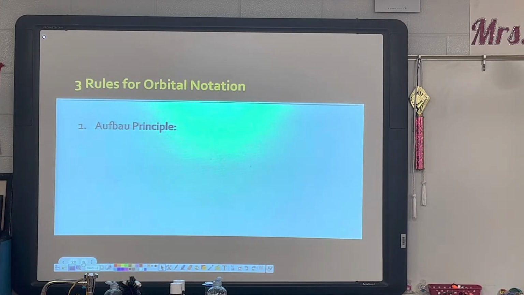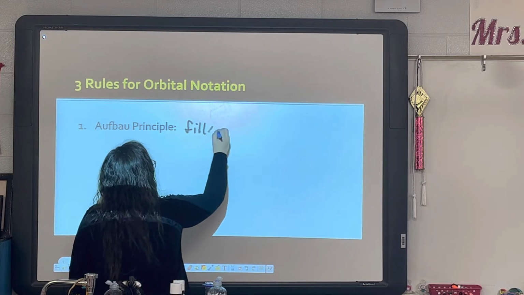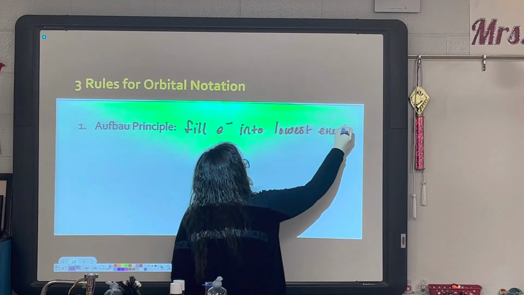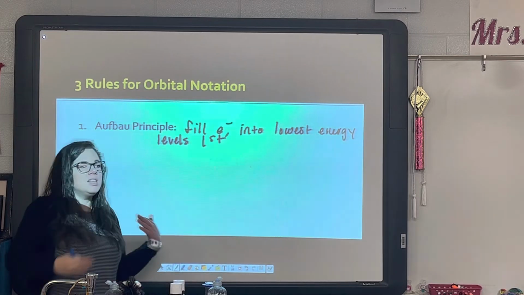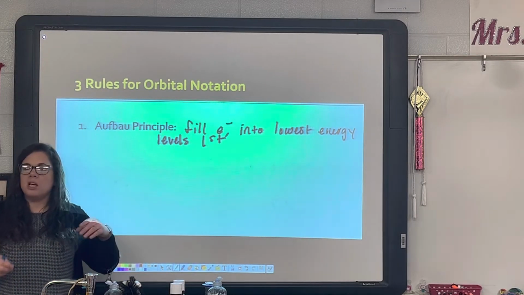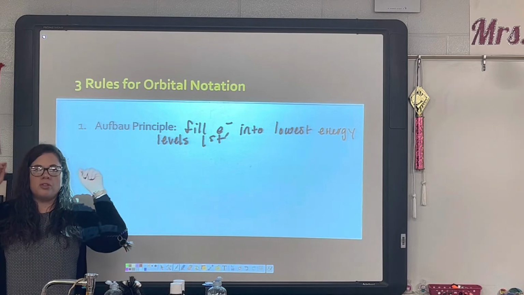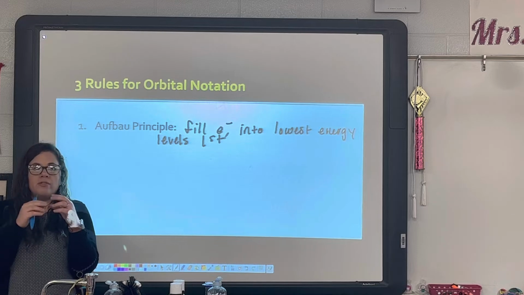Alright, so when we do orbital notation, there's 3 rules that we're going to have to follow. The first one is the Aufbau principle. The Aufbau principle, and I mentioned this yesterday, says that we're going to fill electrons into the lowest energy levels first. Now, we've been doing this the whole time. Back on Monday, when we were putting electrons on the energy levels, did we start with energy level 5, or did we start with the first 2 on the first energy level? First. We started with the first energy level, and we did 2 there.